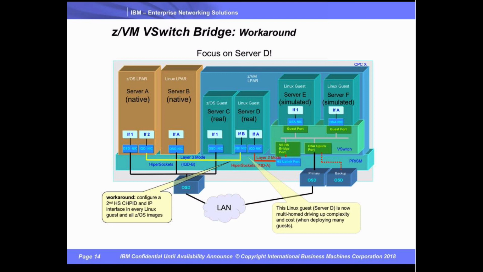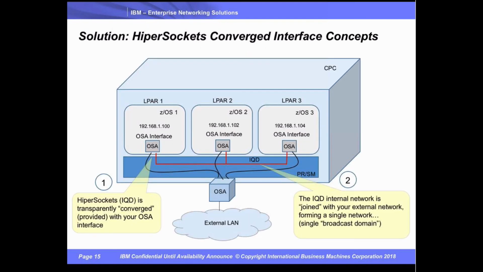And so what we're trying to do is introduce this new solution here on chart 15. We'll talk about HiperSockets Converged Interface, and this is a very high-level illustration of what the solution is, and we'll talk about it in more detail. But there are two important concepts before we go any farther that are important for you to understand. Number one, what it does is basically HiperSockets transparently converge with your OSA interface. So basically you just configure and use OSA and you transparently get HiperSockets. So that's concept number one.